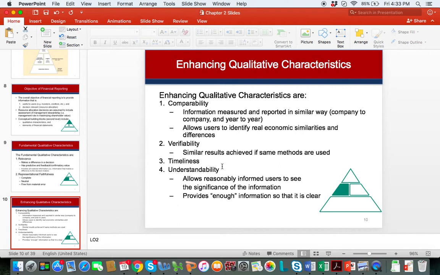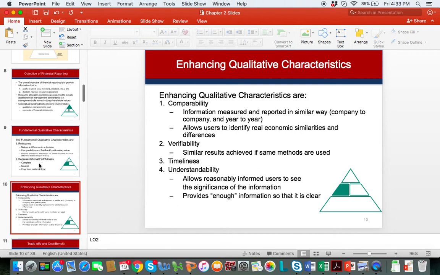Companies will now, in the next couple of months, release their 2017 financial results, so you're not waiting till 2019 or 2020 to see how a company performed in 2017, because the longer you leave it, the less useful the information is, due to timeliness. And understandability, so that we'll be able to understand it and have enough information to make an informed decision on the business.